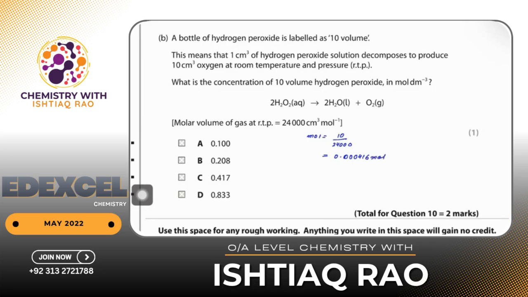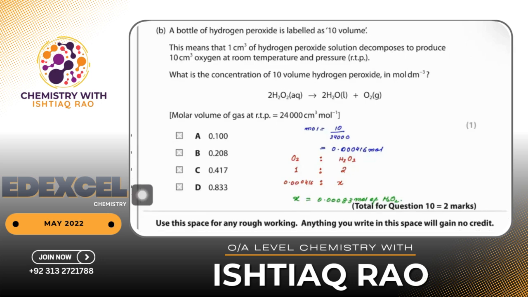Since we know that for oxygen and H2O2 the mole ratio is 1:2, I have the moles of oxygen, that is 0.000416. It would be X. So X is equal to 2 multiplied by this, which gives you 0.000832 mole of H2O2. This is the mole of H2O2 in this volume.